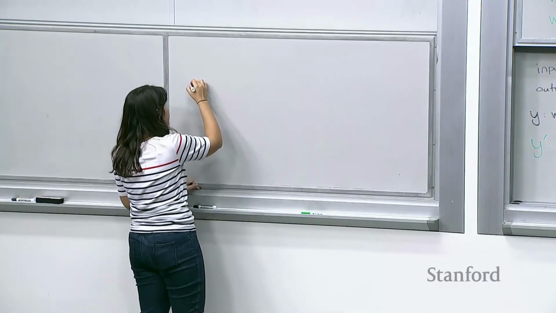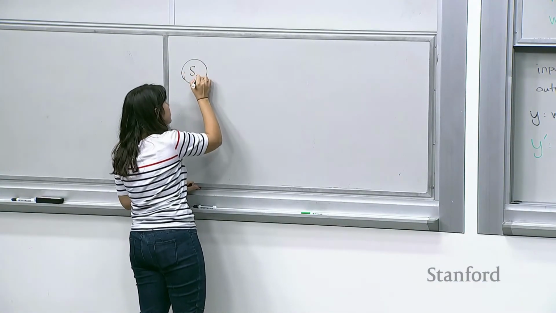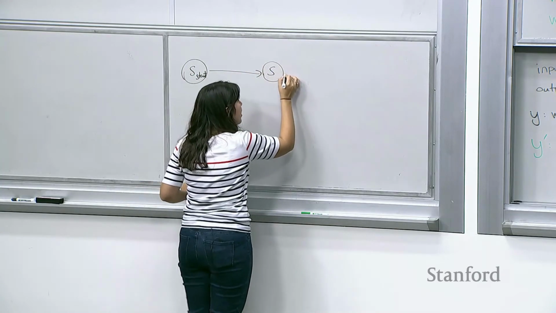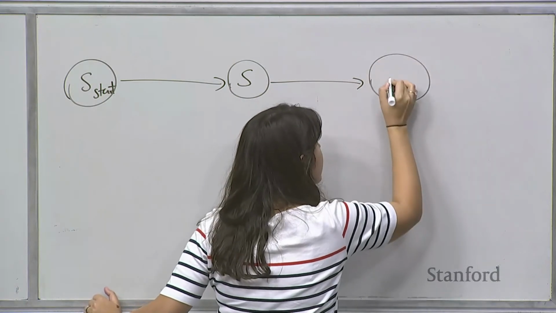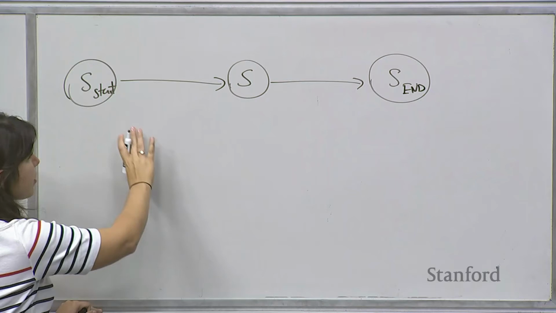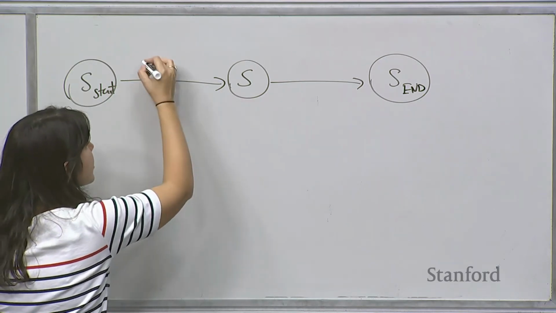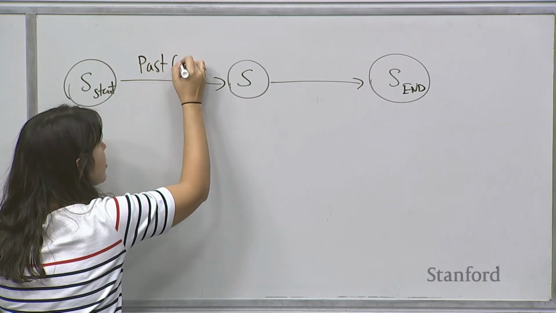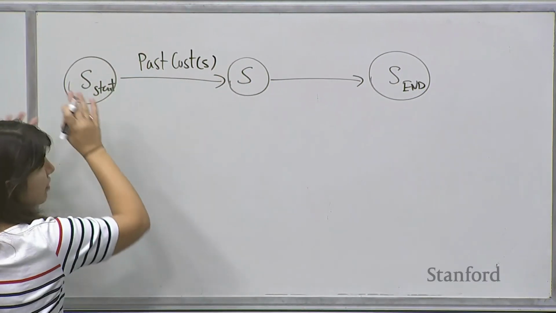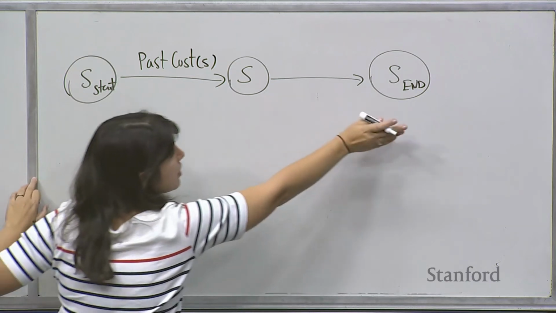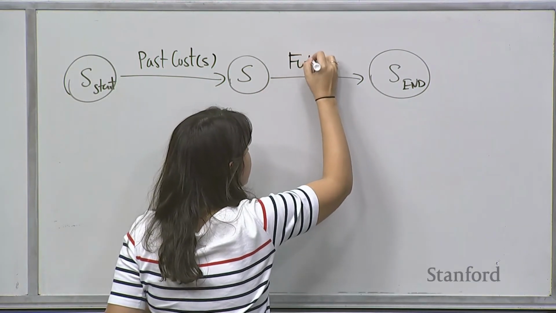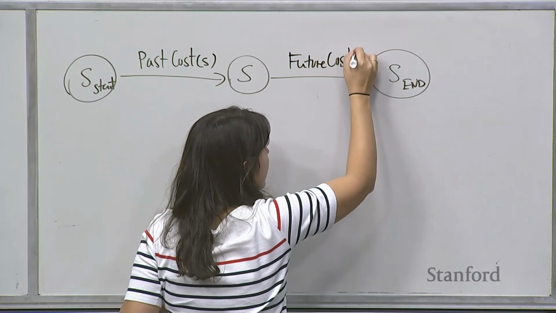Going back to how these search problems work, the idea is to start from S start and then get to some state S, and then we have this S end. What uniform cost search does is it orders the states based on past cost of S, and then explores everything around it based on past cost of S until it reaches S end. But when we are in state S, there is also this thing called future cost of S, right?